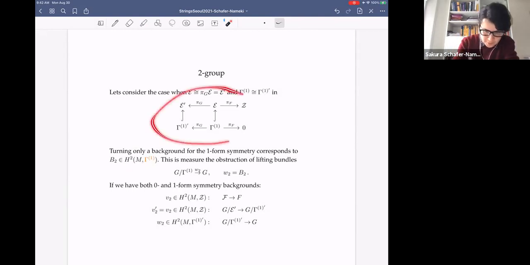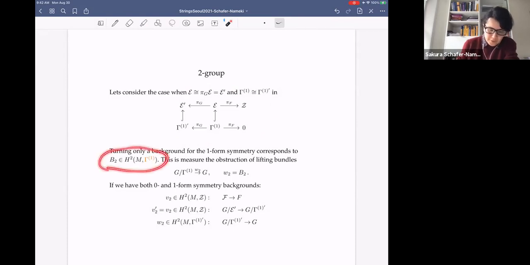So this is just to remind you what all these different groups are. And we said we would like to now turn on a background for the one form symmetry. And so putting all this together, we have this obstruction for the gauge bundles. We have the obstruction for lifting the flavor symmetry bundles. And these are basically all the different classes that are at play here. Right? So this is the SO3 to SU2 lifting. This is the analog in the gauge bundle lifting. And then this here is the one form symmetry background.